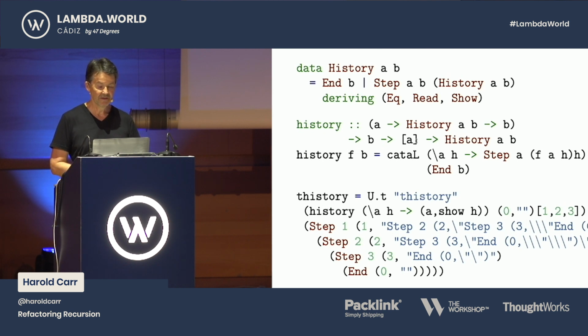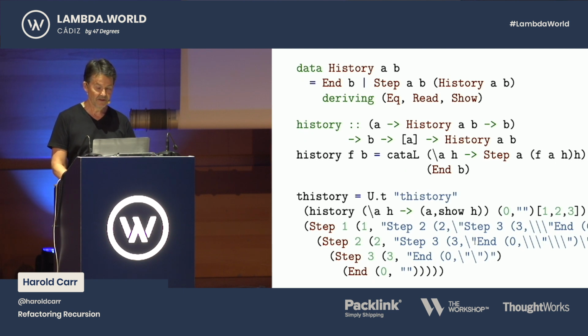So this history function is given a function, which is the one you're going to use, which is given an A, return a history, and a history of A and B, return the B. So here's your initial value, or your base case value. Here's the list you're going to traverse, and then here's the final history. And once again, this is done by using a catamorphism, which says, given the A in the history, wrap it up in a step with running your function you're given over those values.